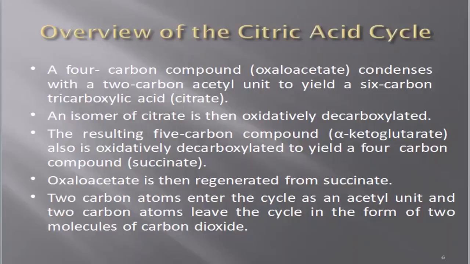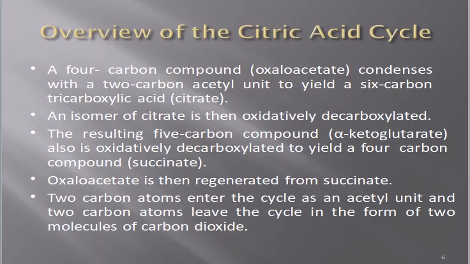Isocitrate, by undergoing oxidative decarboxylation, gets converted to the 5-carbon compound alpha ketoglutarate. The 5-carbon compound alpha ketoglutarate again undergoes oxidative decarboxylation to yield a 4-carbon compound, succinate. The succinate formed from alpha ketoglutarate undergoes a series of reactions in order to convert back to oxaloacetate, which is very important again to be involved in the next round of the TCA cycle.